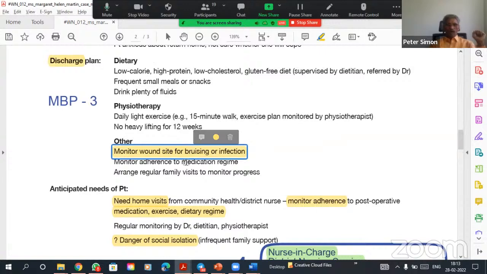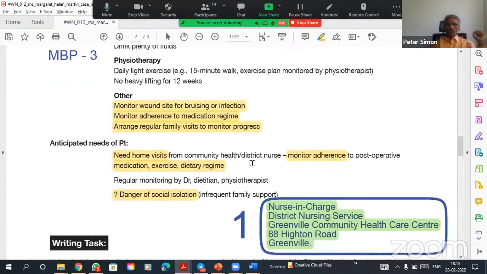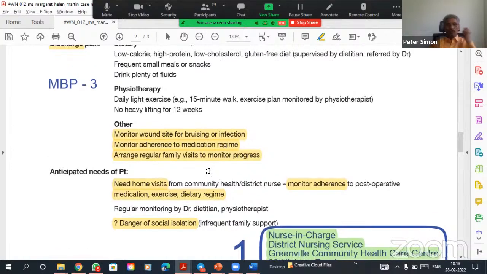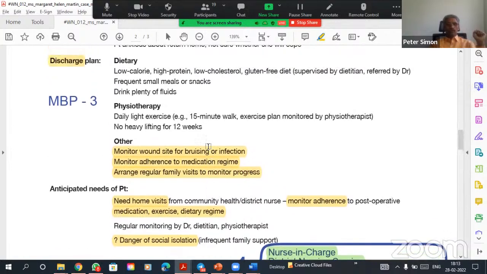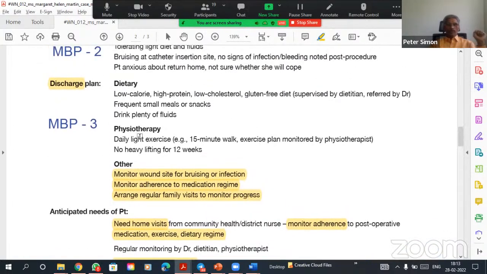Next one, monitoring adherence. Already they came in the bottom. Okay, arrange regular family visits to monitor progress. So these three things we already got here: monitoring adherence to post-operative medication, exercise, and regimen. All the three things are already in this slide. That's why I did not mention that there.